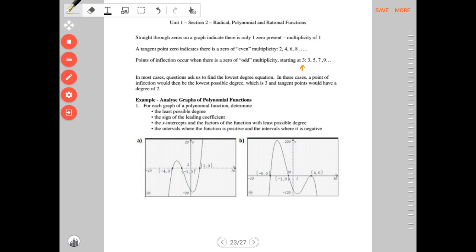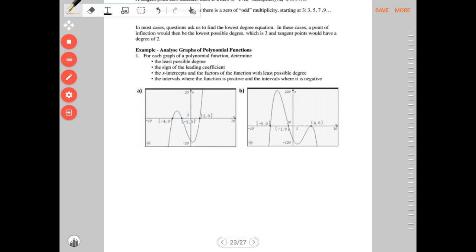In most cases, questions ask us to find the lowest degree equation. So in these cases, a point of inflection would be a 3, and a tangent point would be a 2. It's possible that they could be more, but just use the wording of the question to help guide you on that, and it'll be fine.